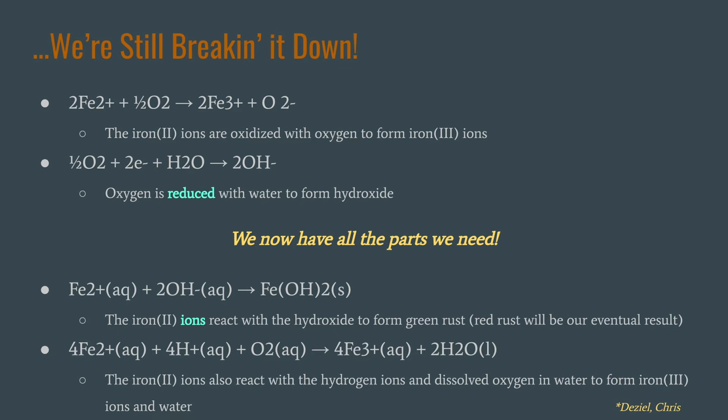Anyhow, now we have all the parts we need. Now the iron(II) ions are going to react with the hydroxide to form green rust. Our final product will be a red rust, but this is just kind of a little interesting side note. And the iron(II) ions are going to react with the hydrogen ions and dissolved oxygen in the water to form iron(III) ions and water. I'd show a little more, but that darn box keeps popping up.